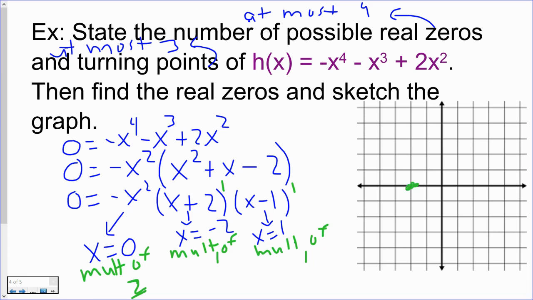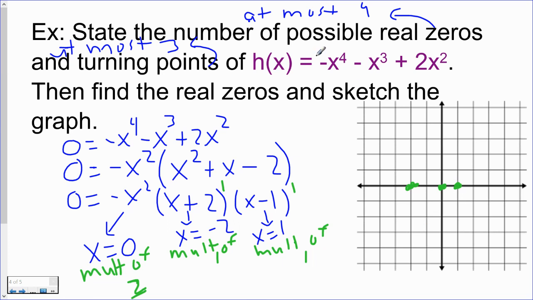So it's crossing right there. Another one at 0, and then my other one at 1. So I've got to do a couple of things to be able to help me. I know, though, since this multiplicity is even, that at this point it's going to bounce off the graph. If it's already above, it's going to bounce and come back up. If it's already below, it's going to bounce and come back down.